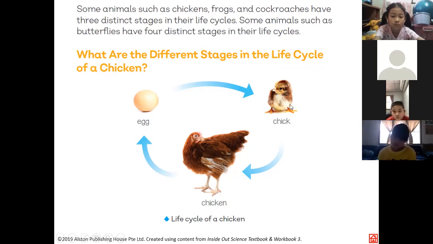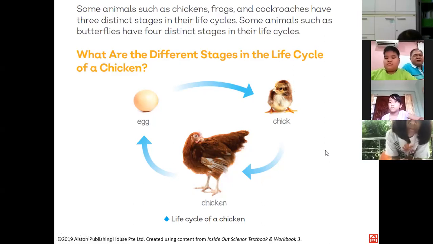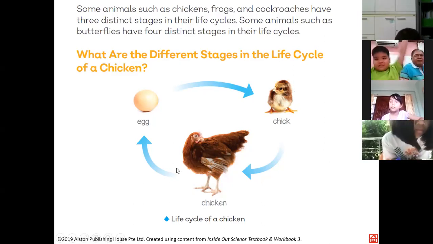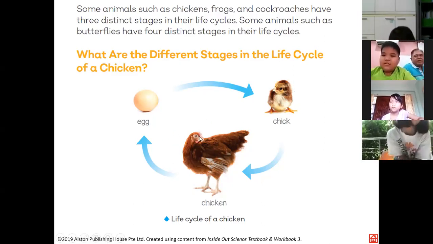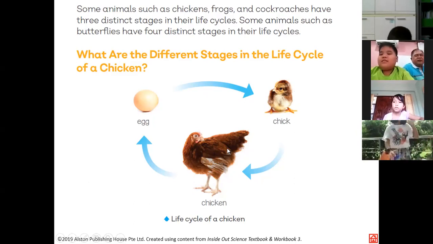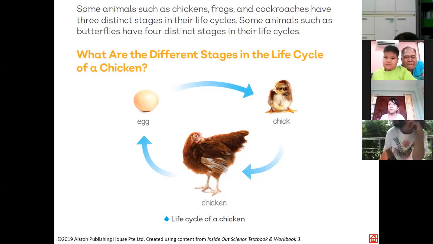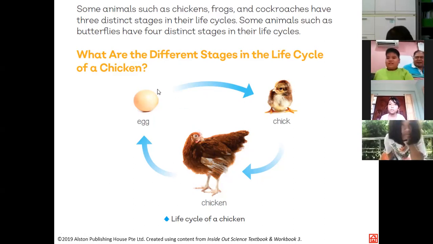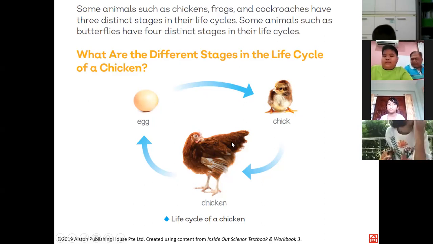And after a few weeks, the chick will become, who wants to answer? The chick will become, tonam? Chicken. Chicken, very good. So remember, class, that the life cycle of a chicken has three stages, okay? First, egg, second, chick, and third, chicken.